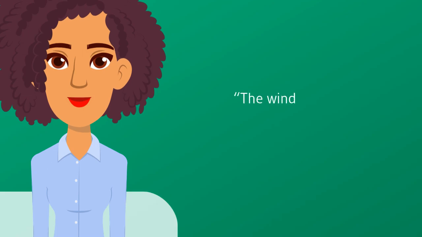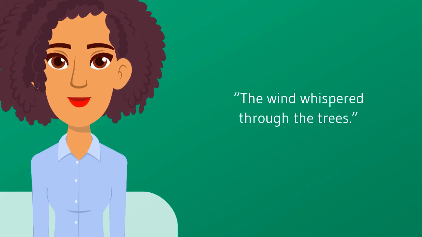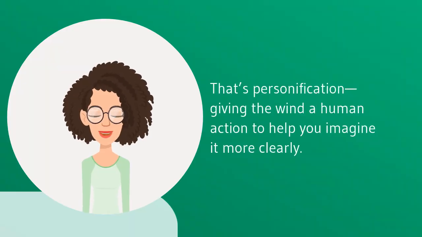Let's take a basic example. The wind whispered through the trees. Now, we know the wind can't whisper, it has no mouth or voice. But by saying it whispered, the writer is suggesting that the sound of the wind was soft and gentle, almost like a quiet voice. That's personification, giving the wind a human action to help you imagine it more clearly.